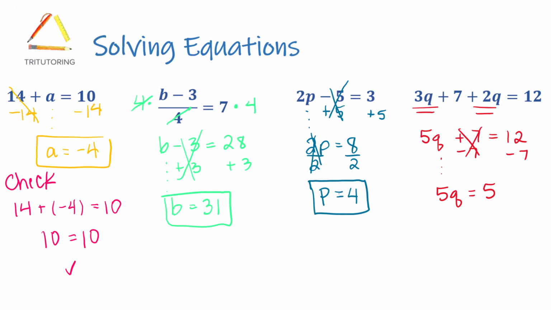Whenever I see something connected to that variable, that's a coefficient, and it means it's multiplying. So 5 is multiplying to q. To cancel it out, I divide 5. Dividing by 5 leaves q with just a 1 in front of it. And then on the right side, 5 divided by 5 makes 1. So that's my final answer, q equals 1.